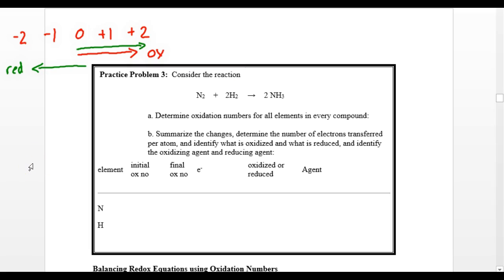Here is one more practice problem. Similarly, you're going to determine the oxidation numbers for each substance in the balanced chemical reaction, and then you're going to create a summary table of the substances that are changing oxidation numbers, identify if it's been oxidized or reduced, and finally, determine which agent is which. Please pause this video and try this question.